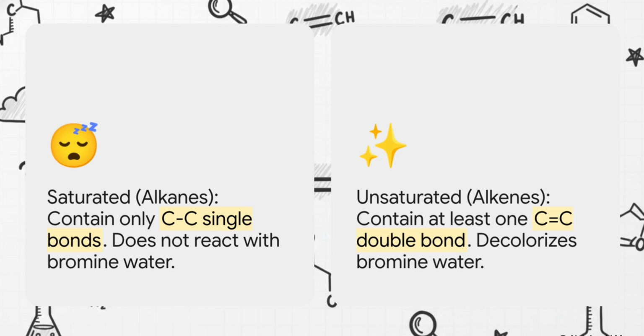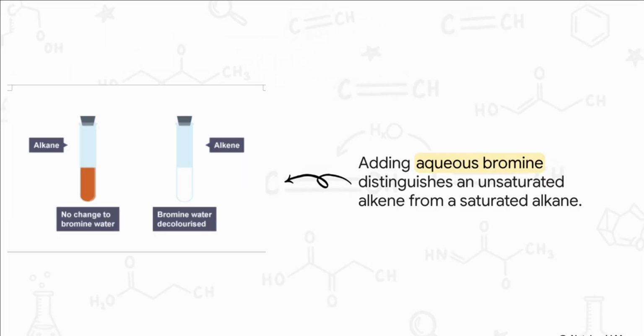And this difference becomes crystal clear when we add a chemical called bromine water. The test itself couldn't be simpler. You just add a few drops of this orange-brown bromine water to your sample and give it a good shake. Now, if you have a saturated alkane, it just ignores the bromine. Absolutely nothing happens. But if there's an alkene in there, its reactive double bond immediately goes on the attack, kicking off a reaction.